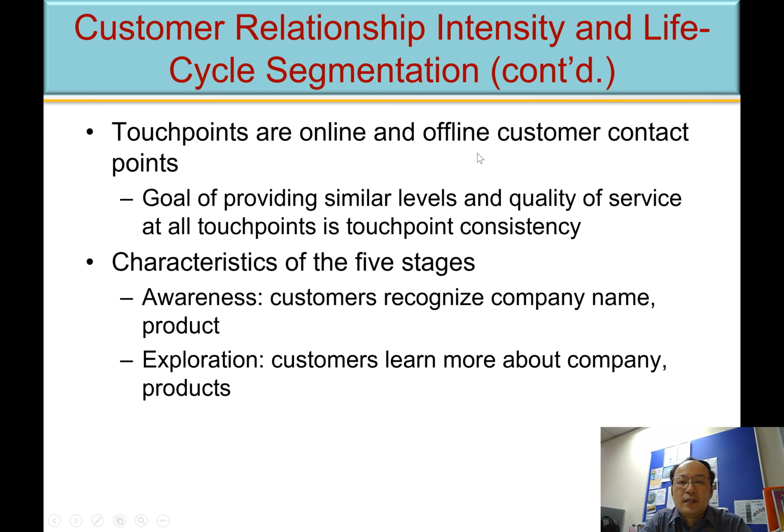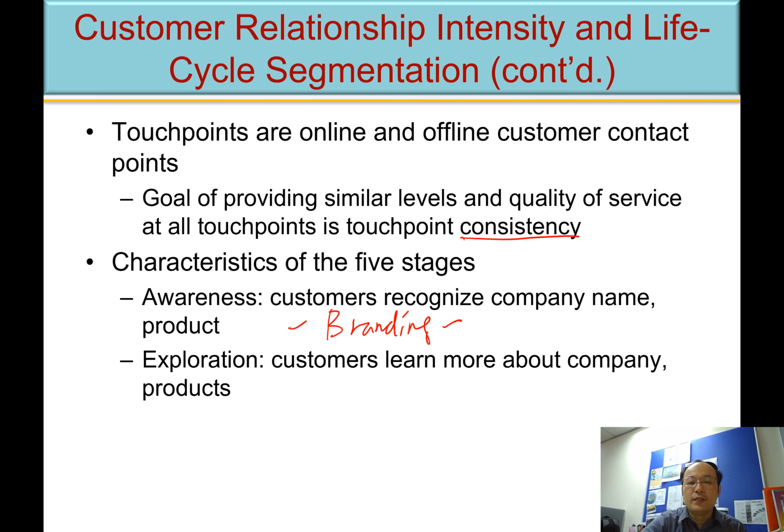Okay, so touchpoints are online and offline customer contact points. The goal of providing a similar level of quality of service at all touchpoints is touchpoint consistency. How to be consistent, that is the keyword. To be more consistent, sometimes an e-commerce company has to collect data and understand the characteristics of consumers. So, characteristics of the 5 stages: awareness, the customer recognizes the company name and product. The customer is actually aware of the brand, the branding of the company.